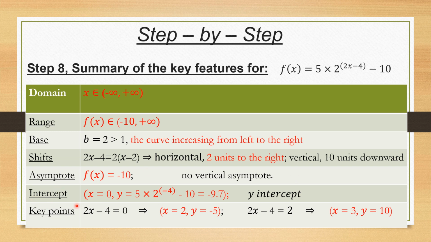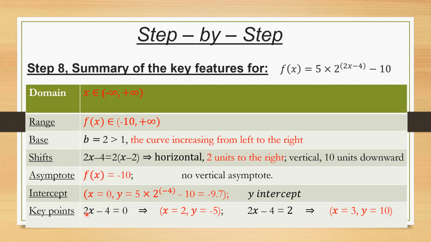The intercept here, the y-intercept, is going to be the coordinate 0, negative 9.7, because when x is 0, y equals 5 times 2 to the power of negative 4 minus 10, which is negative 9.7.